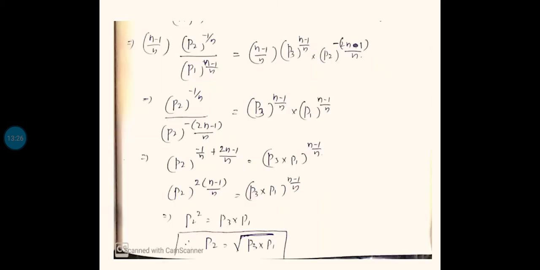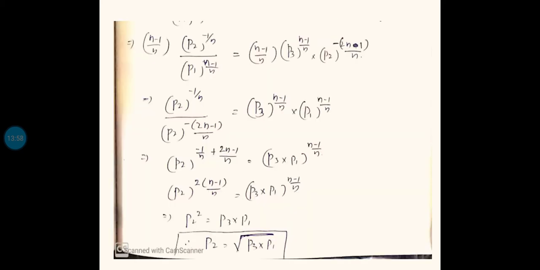Now what I have done is, I have kept the first term there itself: n minus 1 by n into p2 raised to minus 1 by n, all divided by p1 raised to n minus 1 by n. The second term, minus of n minus 1 by n into p3 raised to n minus 1 by n into p2 raised to minus 2n plus 1 by n, I have taken to the right side of the equation, since it is equal to 0. So I am taking that minus term to the right side, which means that minus term will vanish. So the equation becomes n minus 1 by n into p2 raised to minus 1 by n, all divided by p1 raised to n minus 1 by n, equal to n minus 1 by n.